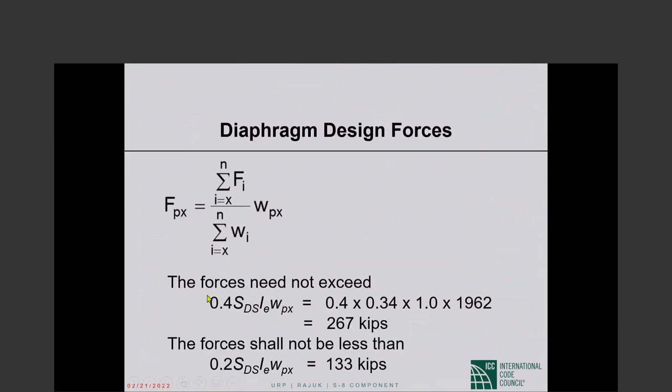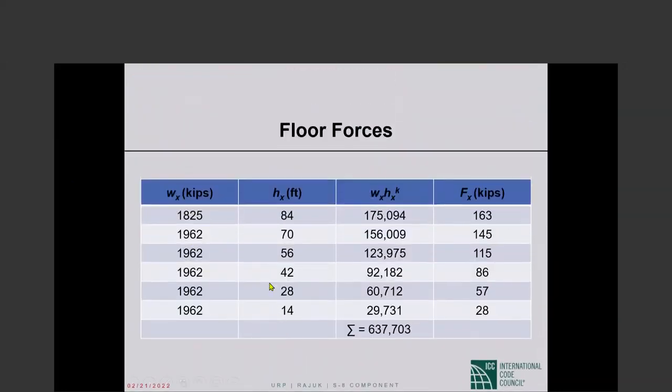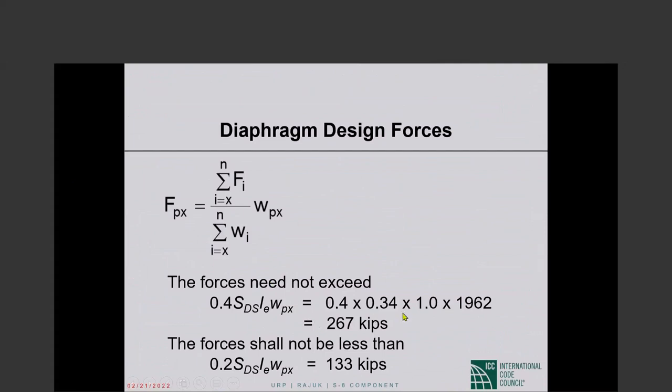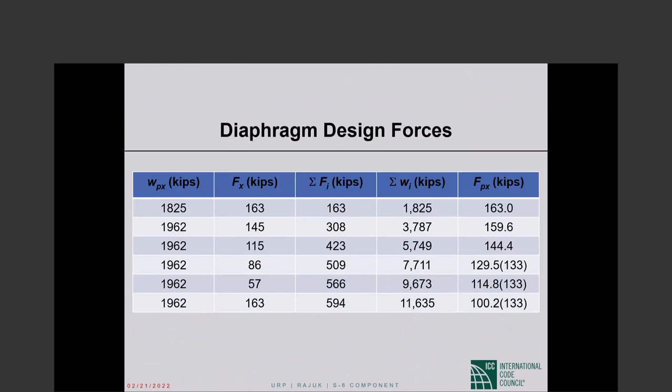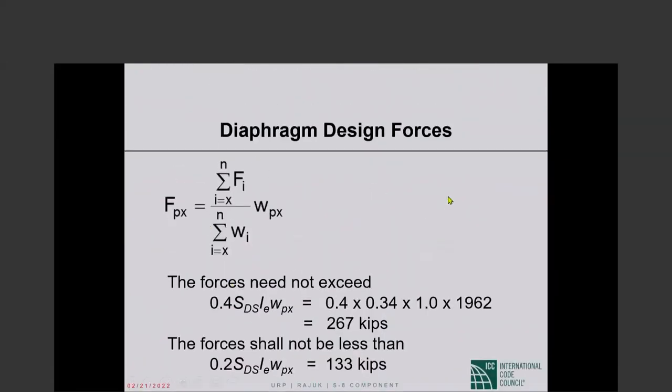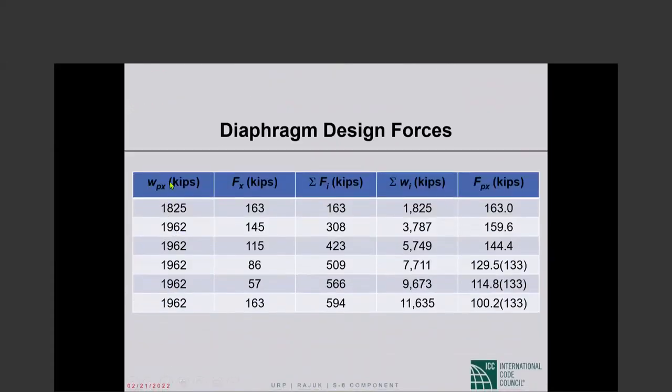So in our case, the upper bound 40% S sub ds I W is 40% times S sub ds, which apparently is 0.34, I is 1, W sub px from the table is 1962 at a typical level, and that gives you 267 kips. The lower bound of 20% S sub ds is one half of that, that is 133 kips. Okay, now we calculate the diaphragm design forces from this formula. These are W sub px, the weights tributary to the various floor levels, and F sub x, the lateral forces that we obtained by distributing the design base shear. Those are the sums of these forces as you go down. This 308 is 163 plus 145.